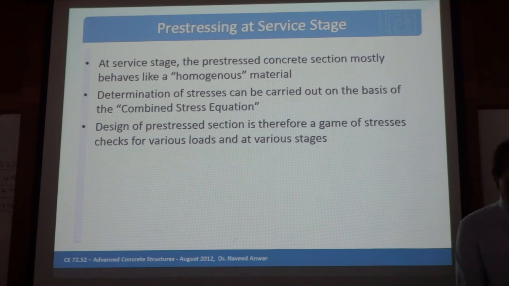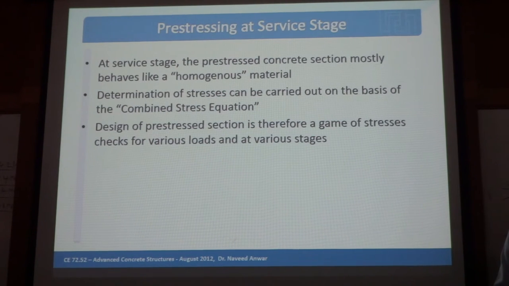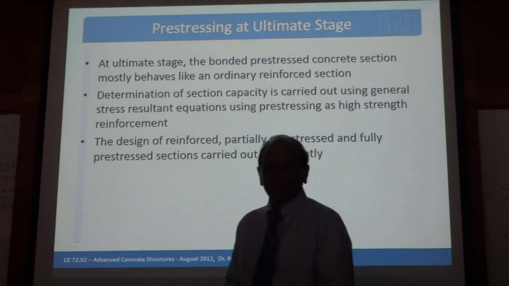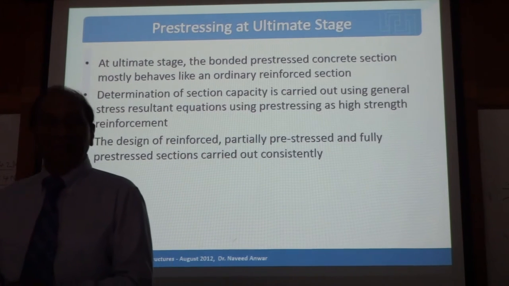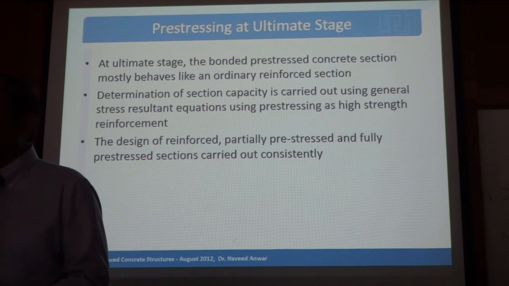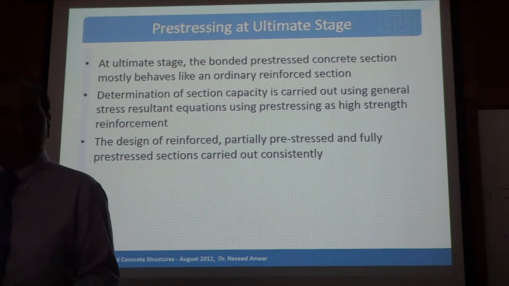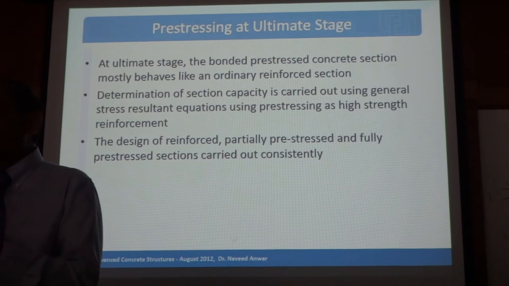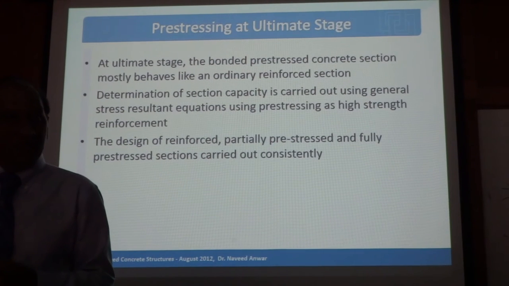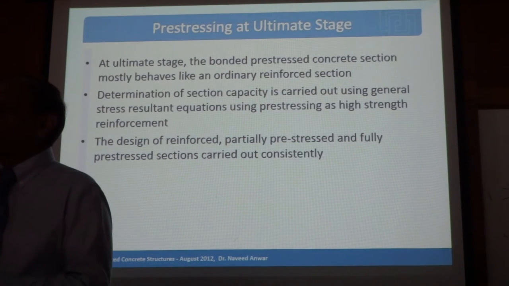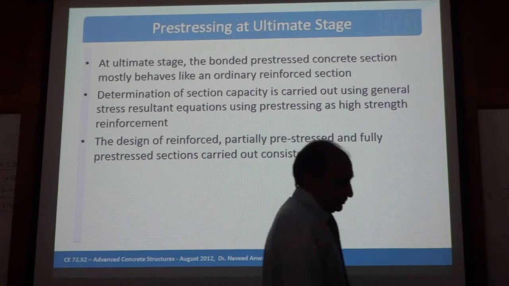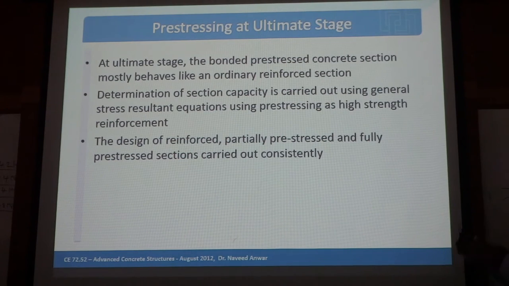So we just calculate the moments and stresses using the service level conditions and homogeneous equations. Ultimate stage is just like reinforced concrete. It becomes a reinforced concrete because at that time the cracking is allowed and the pre-stress effects have already been gone. So for ultimate strength, it becomes a reinforced concrete. So it's interesting. This is a transforming material. At one time, it is like steel or any other homogeneous material. And at some time, it is like a reinforced concrete material. Right? So that makes the design simple, and at the same time, clear.